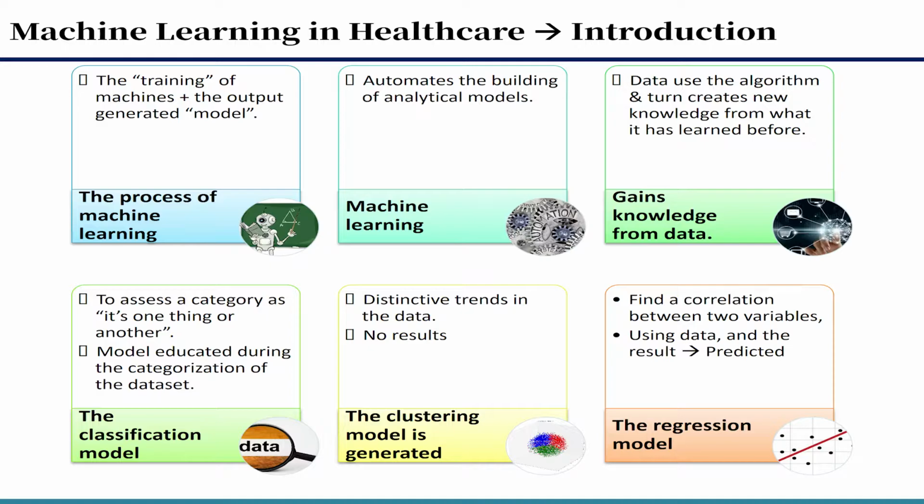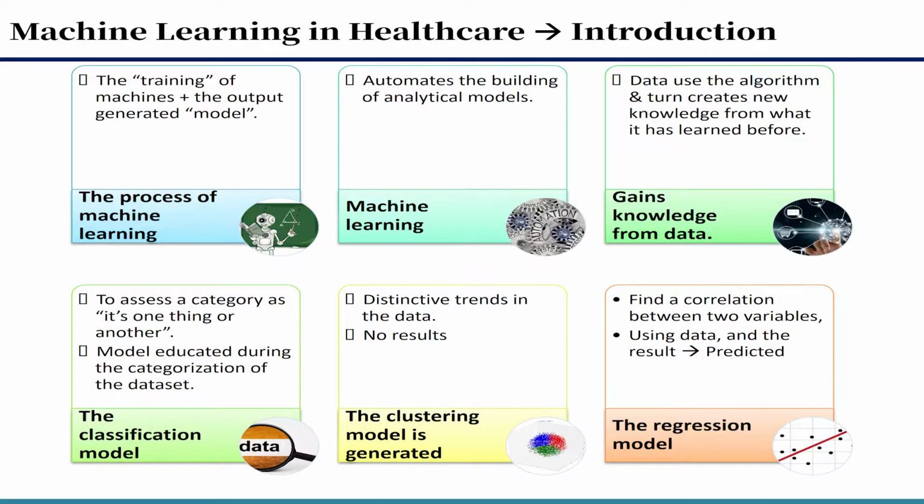Then we are going to talk about how it gains knowledge from the data. There is data, and it uses algorithms to create new knowledge from what it has learned before. Then we use a classification model in machine learning, to assign a category, as it's one thing or another. The model is educated during the categorization of the data set.